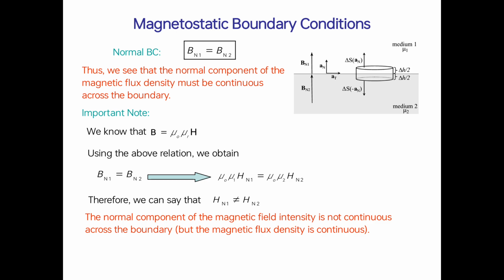The normal boundary condition is Bn1 equal to Bn2. Thus we see that the normal component of the magnetic flux density must be continuous across the boundary. We know that B is equal to mu naught mu r times H. From the above equation we infer that Hn1 will not be equal to Hn2. The normal component of magnetic field intensity is not continuous, but the magnetic flux density is continuous. Thank you.